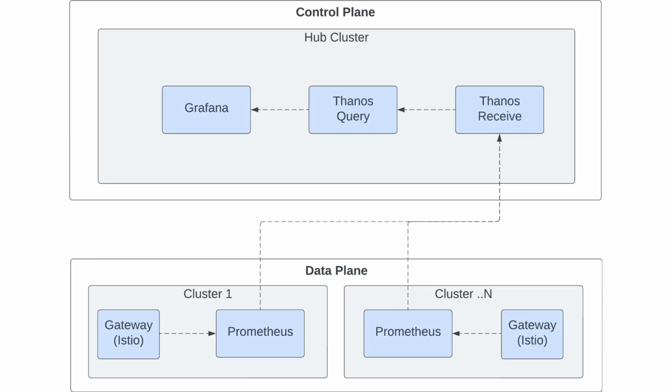Above, we have the control plane, orchestrating and overseeing the entire operation. At the apex of our architecture stands the hub cluster. This cluster serves as the central command center, coordinating all activities within the system. Here we find three pivotal components: Thanos Receiver, Thanos Query, and Grafana.